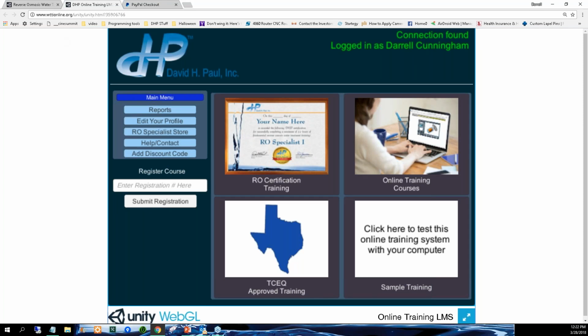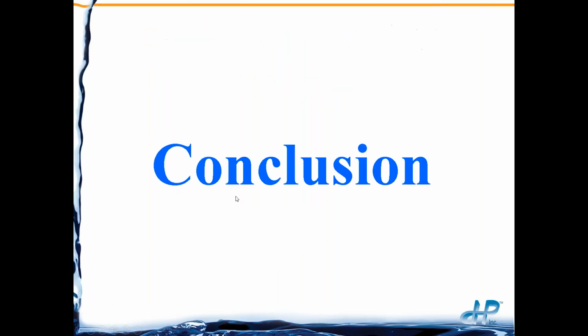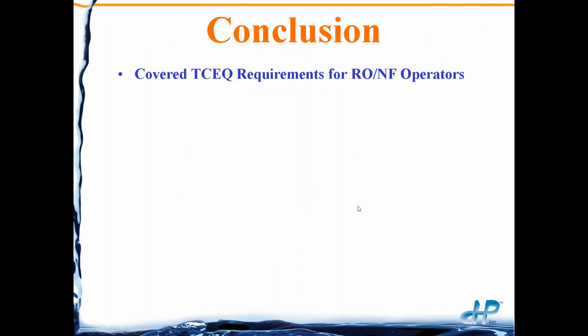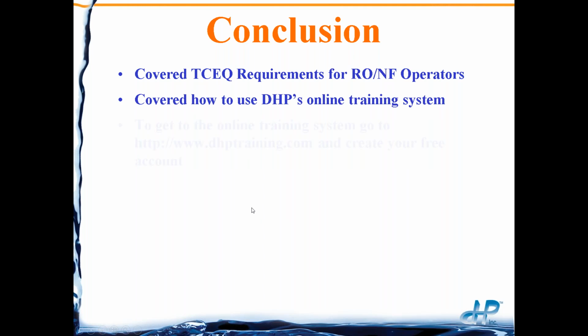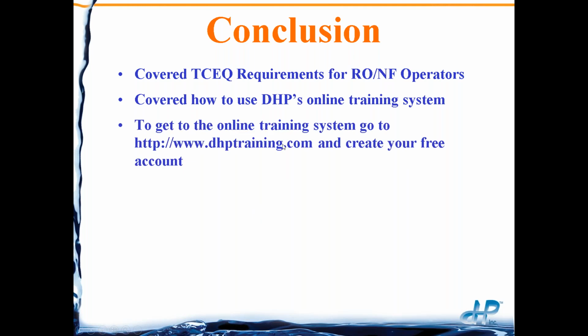So what I'd like to do now is, we'll do a little conclusion here. Basically, we've covered a few things here. We've talked about the requirements for reverse osmosis and nanofiltration operators by TCEQ. We've gone over a little bit on how to use our online training system. You can get to our online training system by going to our webpage at dhptraining.com and creating a free account.